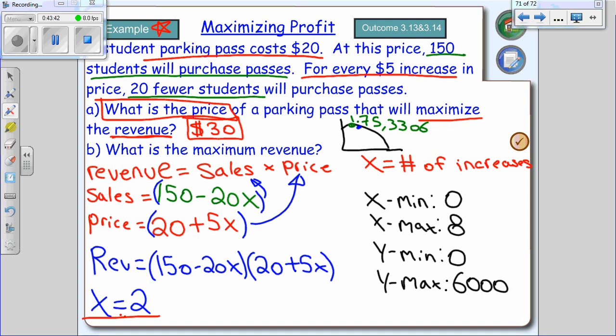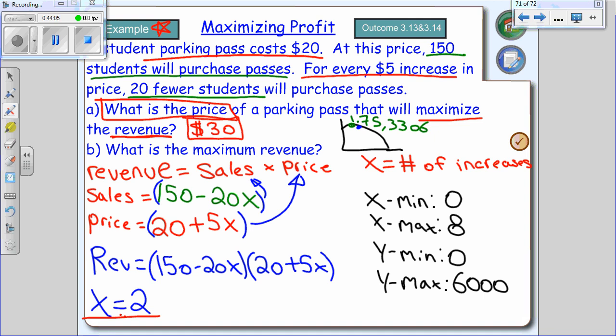Yeah. If you do 1.75, that means you did one increase of $5 and another increase of 0.75 of $5. You won't do partial increases. You either go all the way up and do a $5 increase, or you don't do the increase at all. So you have to round first.